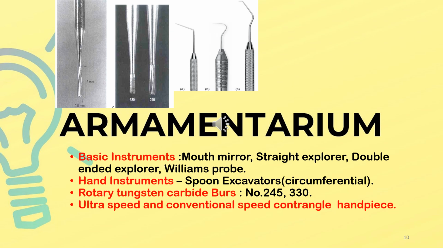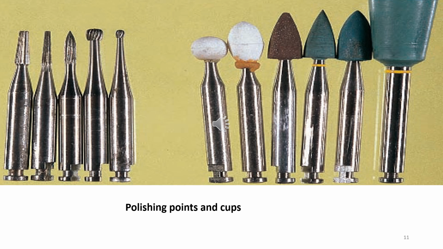Now, what all equipment do we need for a class 1 cavity preparation? First, we need the basic instruments, that is mouth mirror, straight explorer, double-ended explorer, and William probe. Secondly, we need a spoon excavator, preferably circumferential. Next, we need carbide burrs, number 245 and 330. And we need ultra speed and conventional speed contra-angle handpieces. After we do a dental amalgam restoration, we need polishing points and cups.